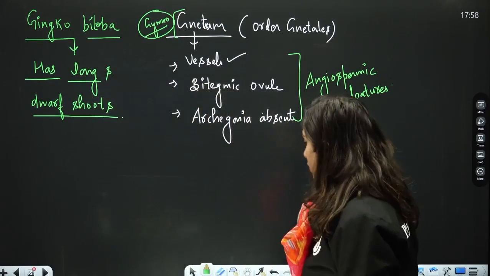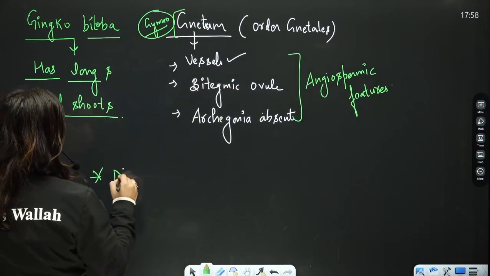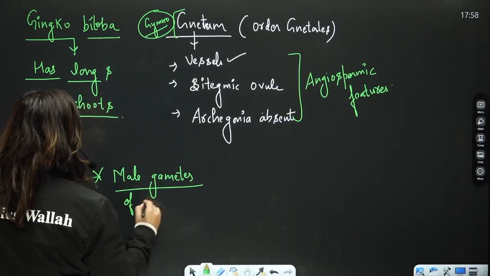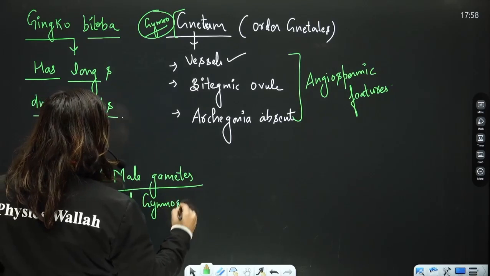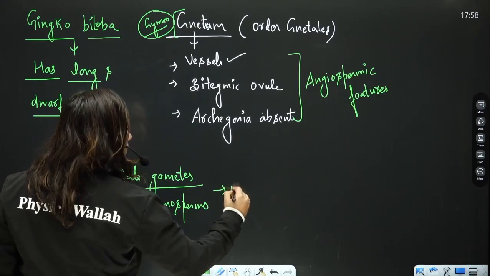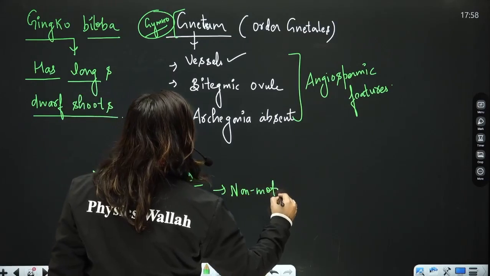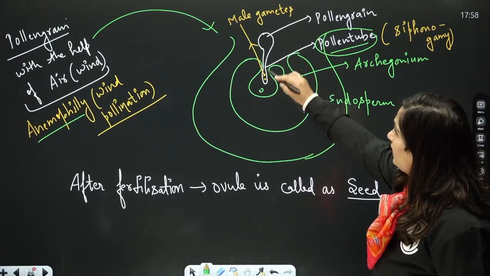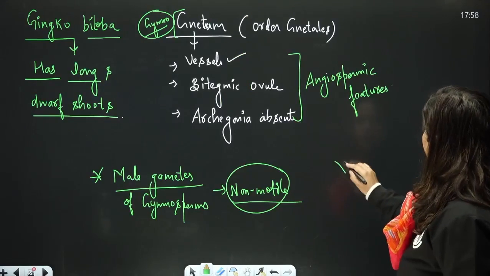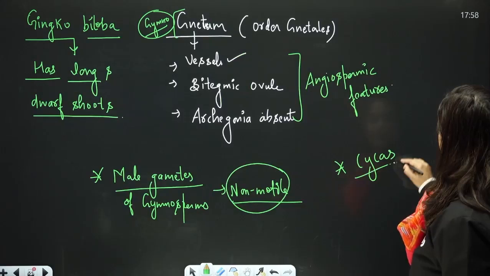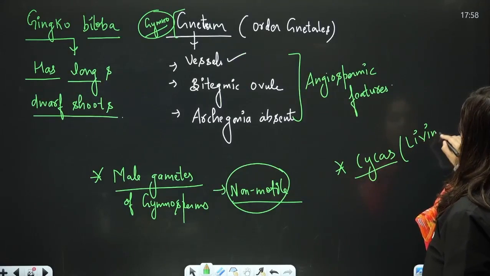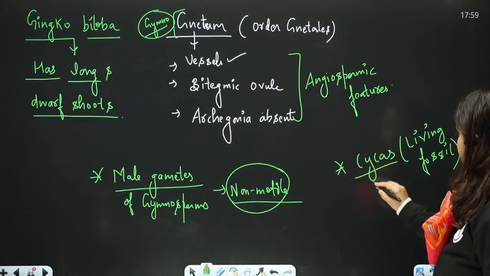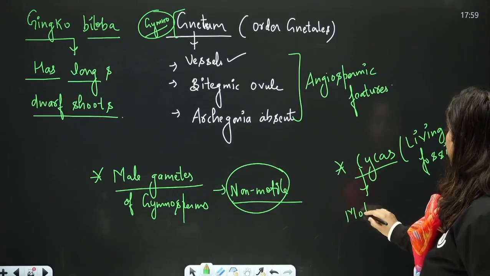Clear? And one more thing, the male gametes of gymnosperms are non-motile. The egg is also non-motile and the male gametes are also non-motile because they do not need water now. They are carried with the help of the pollen tube. But there is an exception, and the exception is Cycas. Cycas is called the living fossil. And why is it called the living fossil? Because it shows some primitive characters. And what are those primitive characters? It has motile male gametes.